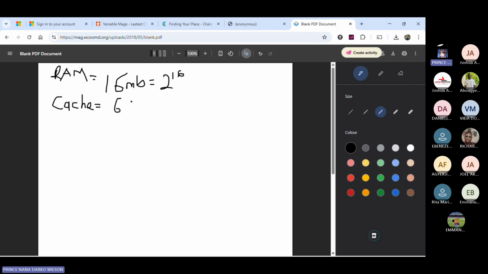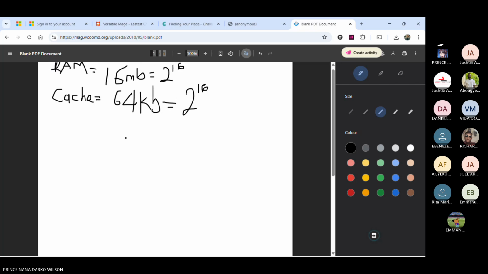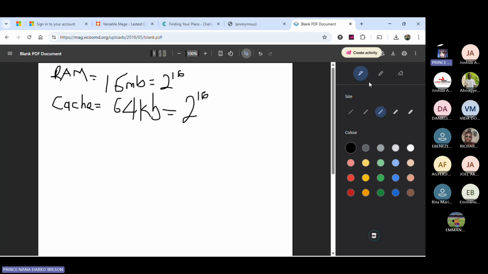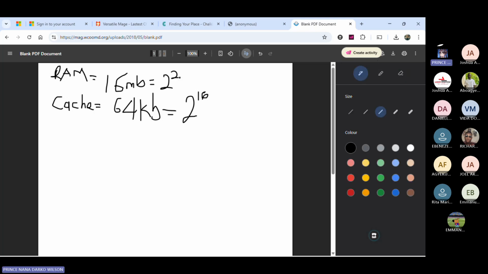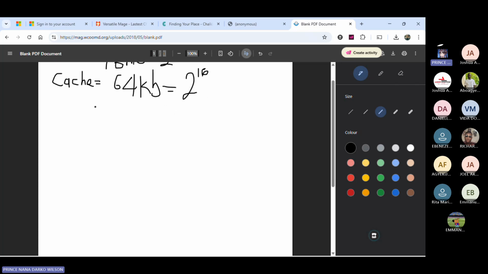Cache 64 kilobytes. And then the byte representation is 2 to the power 16. This was 2 to the power 24. So let's take note, since we are using two screens, 2 to the power 24. Good. So 16 megabytes is equivalent to 2 to the power 24 bytes, and then 64 kilobytes is 2 to the power 16 bytes. As I said, they are very big numbers.